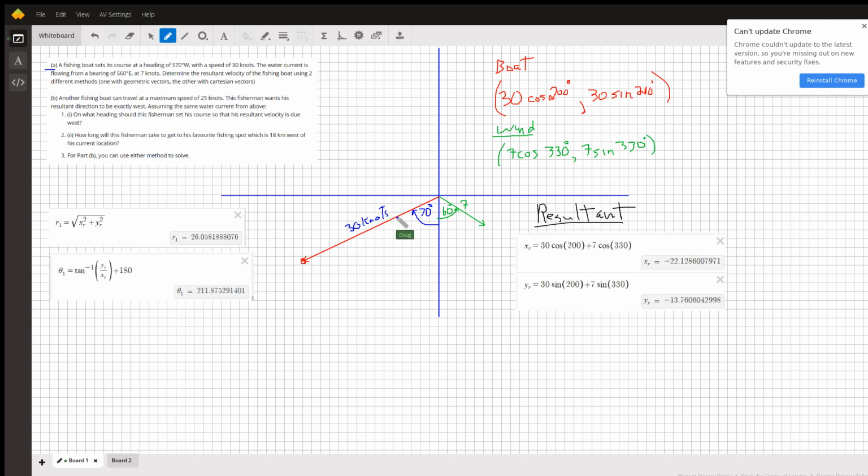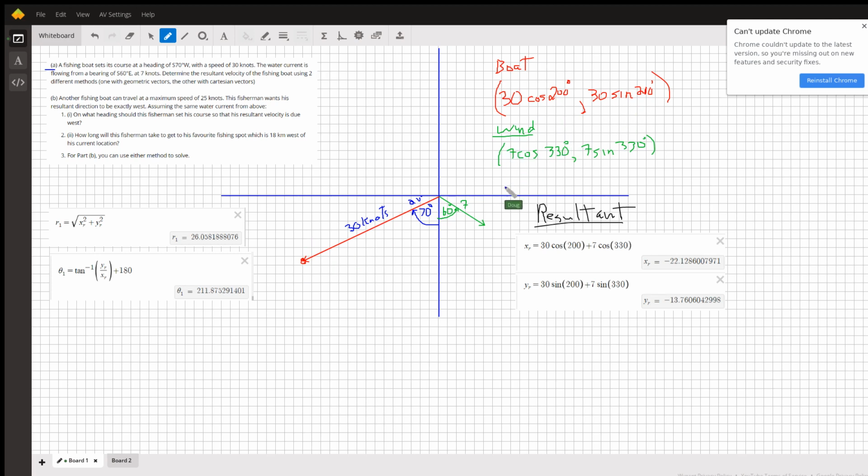is 200. So because this is a 20, we're 20 degrees past 180. And so the x and y components of the red vector are 30 cosine 200, 30 sine 200.